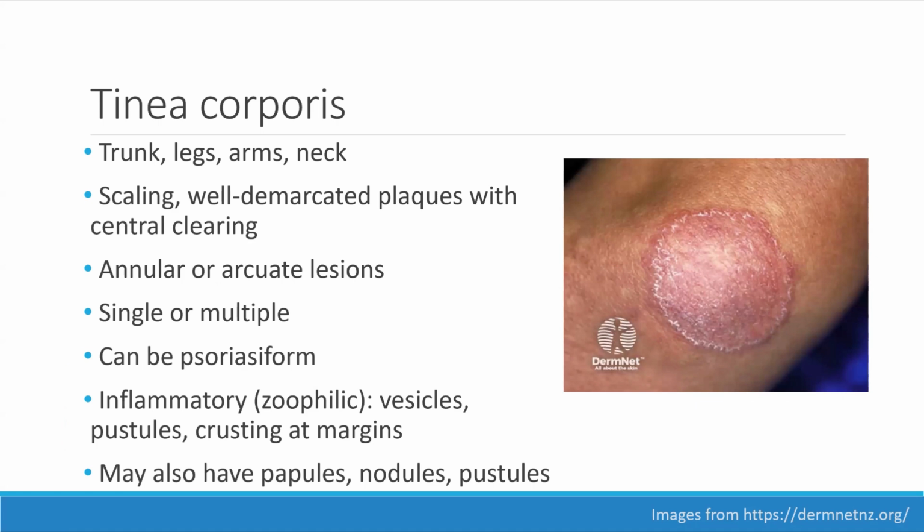For tinea corporis, this is tinea affecting the trunk, legs, arms, and neck. Patients have scaling, well-demarcated plaques with central clearing. These are usually annular or arcuate lesions. It can be single or multiple and can also be psoriasiform. For zoophilic types, they are more inflammatory with vesicles, pustules, and crusting at the margins. Patients with tinea corporis may also have papules, nodules, and pustules.